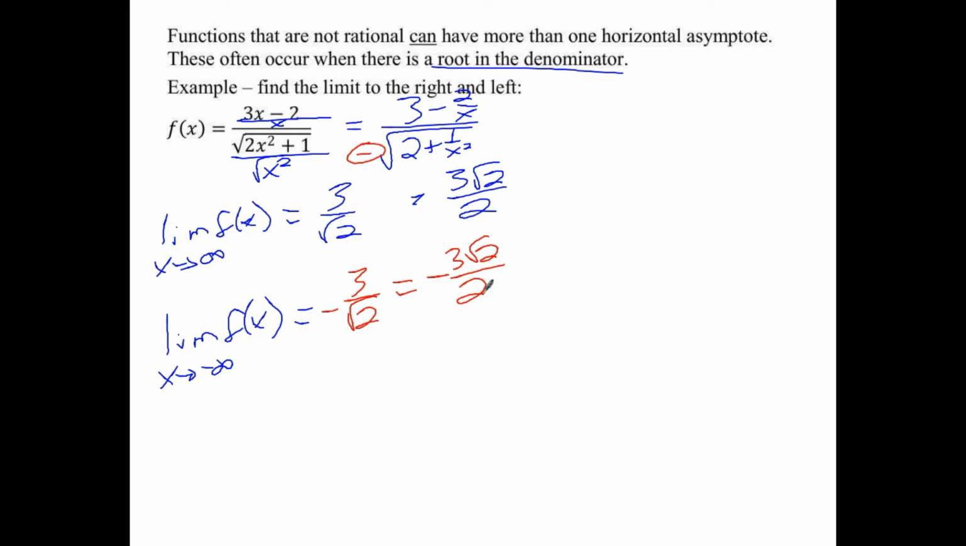Okay? So you've got to watch out for these radicals that show up in the denominator of a rational function so that you don't miss one of the horizontal asymptotes. They don't show up very often, but when they do, it's easy to miss one. Okay? So we have two.